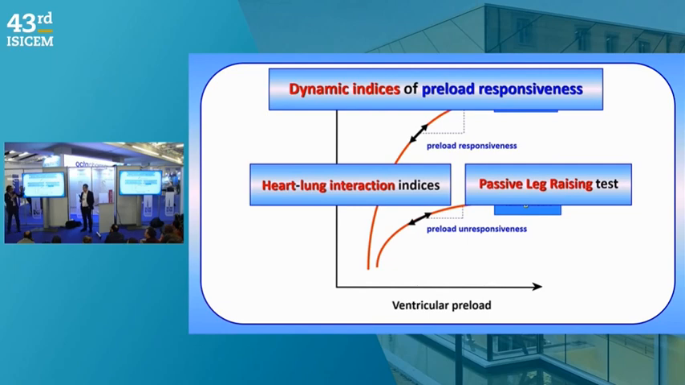We have 2 categories of tests. If the patient is mechanically ventilated, we like to use the heart-lung interaction test or indices. And if the patient is not mechanically ventilated, we can use a passive leg raising test, but we also can use a passive leg raising test in patients who receive mechanical ventilation. Okay? How many of you use a PLR, passive leg raising? Okay. Who use some heart-lung interaction indices when the patient is mechanically ventilated? Yeah? And the others. Who use the mini fluid challenge?